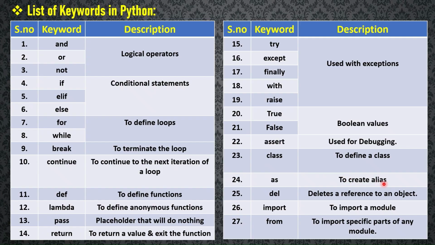If you want to create some alias to any module or a name, then we can make use of this as keyword. And this is del. To delete any object, whether it can be a variable, list, tuple, class, function. If we want to delete any object, we can make use of this del keyword. And import. To import some modules from the Python standard library, we can make use of this import statement. And to import only specific parts of that module, we can make use of this from keyword.